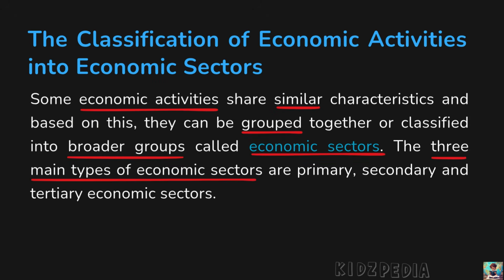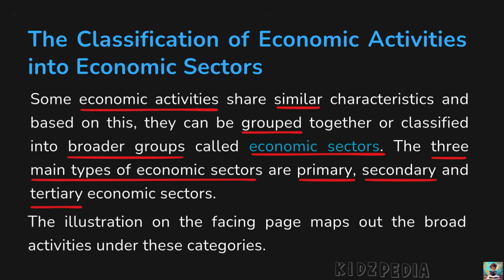There are three main types of economic sectors. Primary sector, that are activities that use natural resources directly like farming, fishing and mining. Secondary sector, activities that involve making or manufacturing things in factories like clothes, cars or furniture. And tertiary sector, that are activities that provide services instead of goods like teaching, banking or transportation.